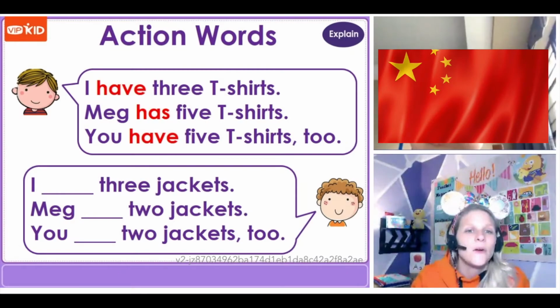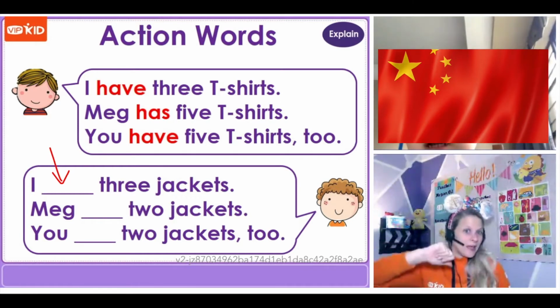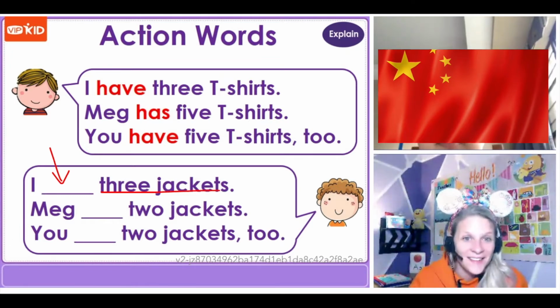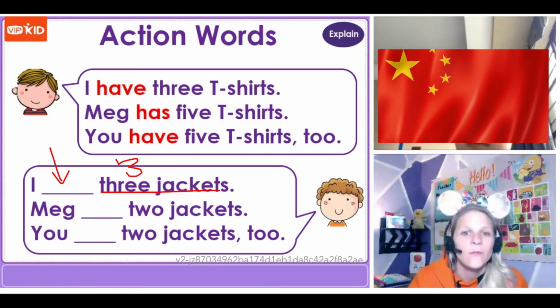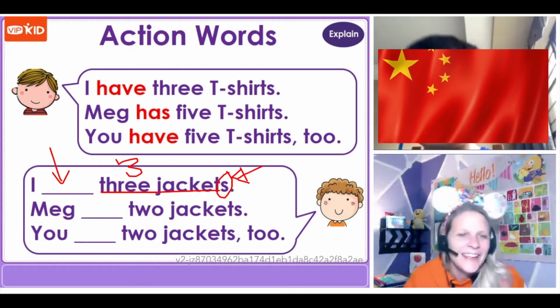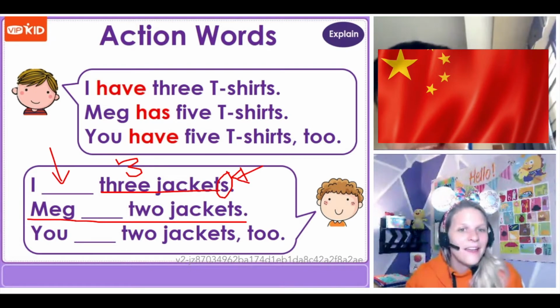Okay, so have or has? I had, mm-hmm, 3 jackets. Good. Oh, 3 what? Jackets. Yes, good. Okay. Ned has 2 jackets.